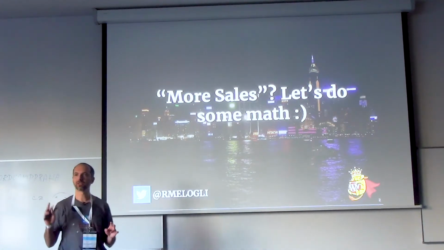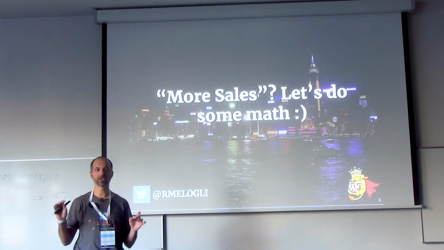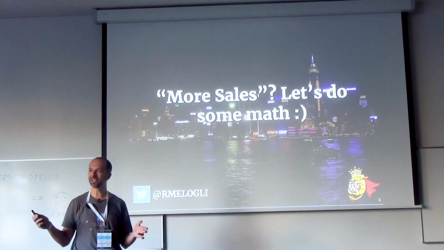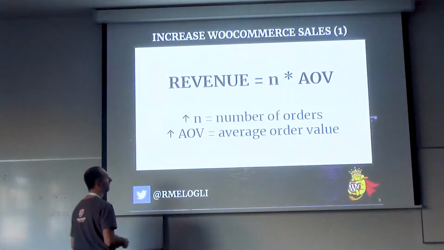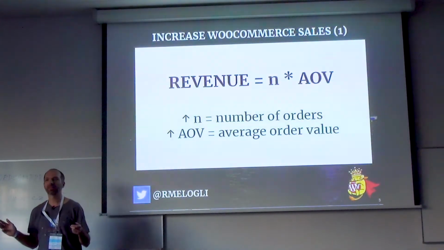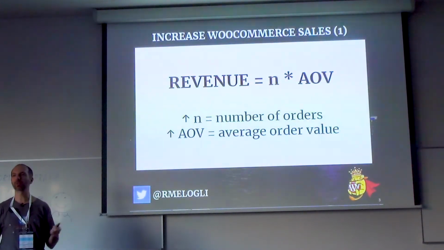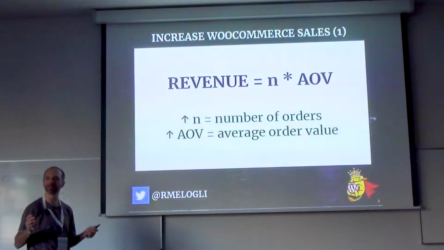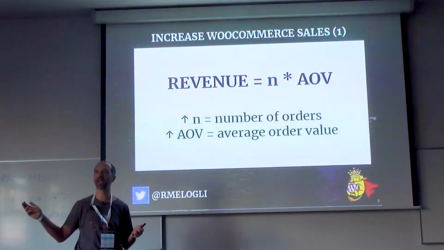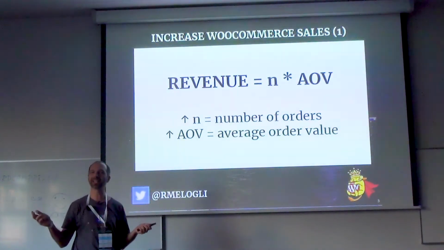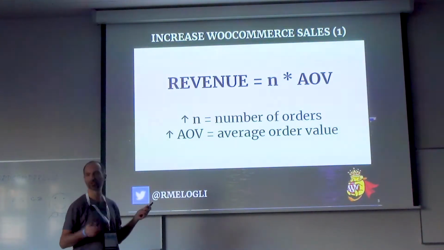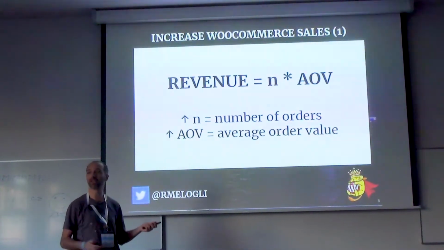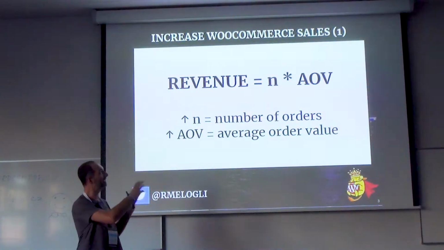My goal today is to show how to increase sales in your WooCommerce site. If you want to increase sales, you have to know a little bit of mathematics first. The revenue that you make out of any WooCommerce website is the number of orders multiplied by AOV. AOV is average order value. So to translate that in plain English, if I make 100 orders per year and each order is worth 100 euros, right? The revenue I make is 10,000 euros. So that's the easy formula.